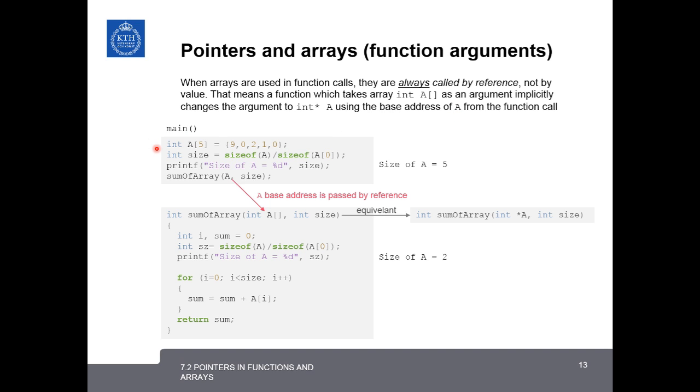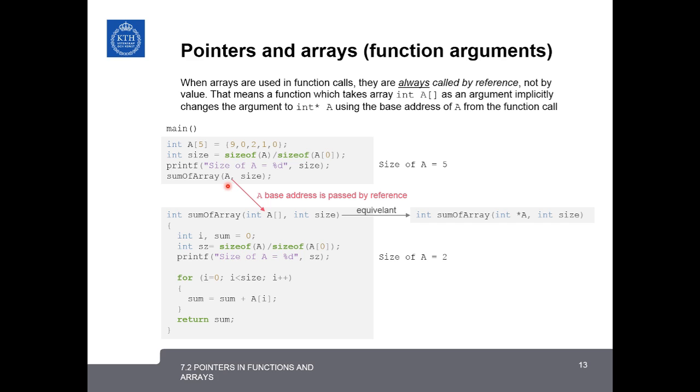In the main function, first we declare an array of length 5 and give it the values 9, 0, 2, 1, 0. Here we also create an integer calculating the size of that array: we calculate the size of a over the size of the first element of the array, and then we print it out, and that gives us a length of the array of 5. Next, we call a function sumOfArray, which sums the elements of the array. And here we pass the base address into the function call.